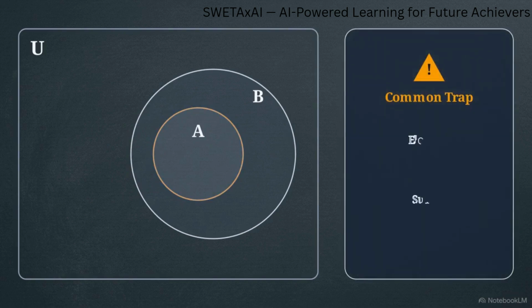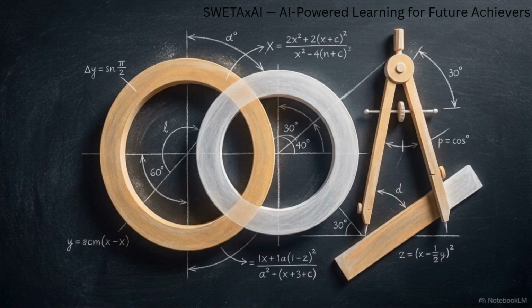A frequent trap on entrance exams is confusing the notation for an element with the notation for a subset. Look closely at the boundaries here. An element is a single distinct item residing inside a set's border. A subset is the entire enclosed circle itself, fully contained within the borders of another set. Establishing these spatial boundaries visually prevents critical structural errors when you calculate overlapping probabilities later on.